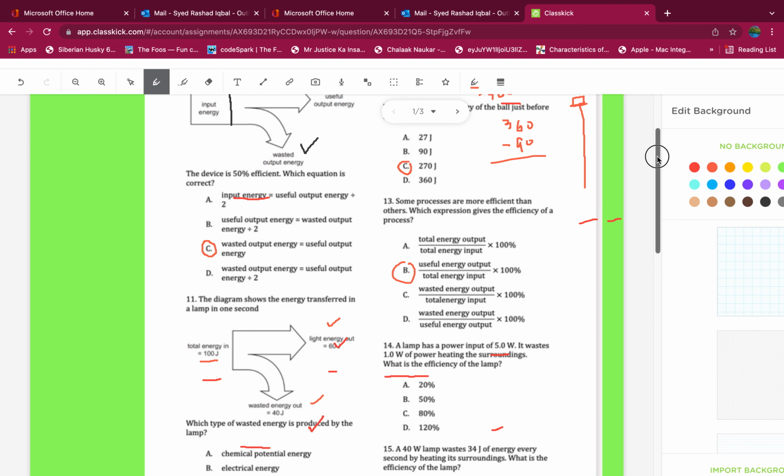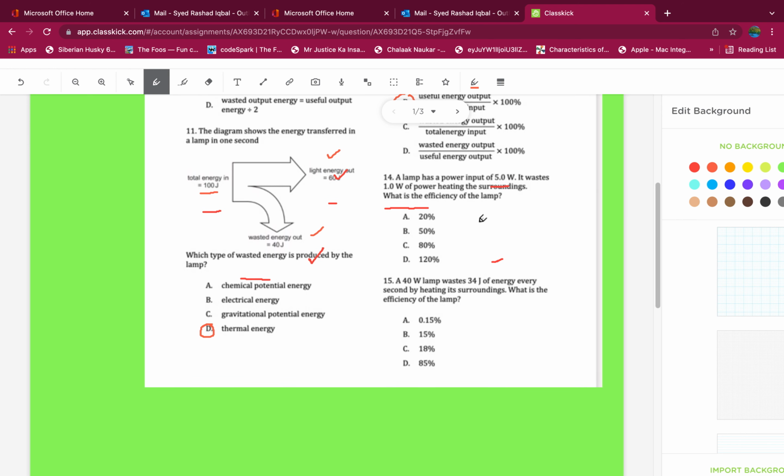In the same way, look at question number 14. A lamp has a power input of 5 watt. This is the total input, 5 watt. It wastes 1 watt. So what is the useful power? Total you gave 5, wasted 1, so the useful power is 4 watt. And the total you have is 5 watt. So how will you find its efficiency? Just multiply by 100%. After simplification you will get C: 80% energy is useful and 20% is wasted.